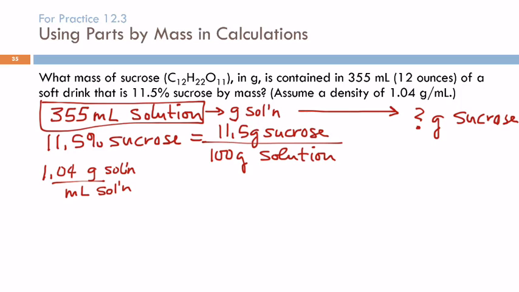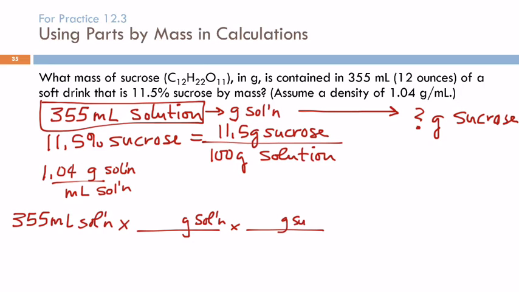And so this would allow me to convert from grams of solution to grams of sucrose. Any questions? Some of you are still not very good at this. And now is the time to ask questions and figure it out. So I've got my path. Now I'm going to just follow the pattern. So 355 milliliters of solution. My path has 2 arrows. That means I'm going to have 2 conversion factors. Milliliters of solution to grams of solution. And then on the next one, I've got grams of sucrose. That's milliliters of solution to grams of solution to grams of sucrose.